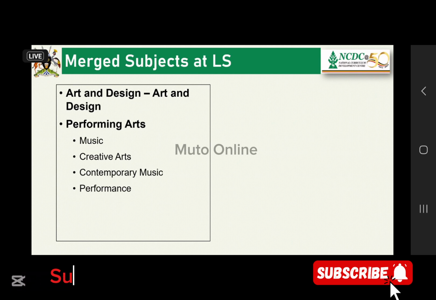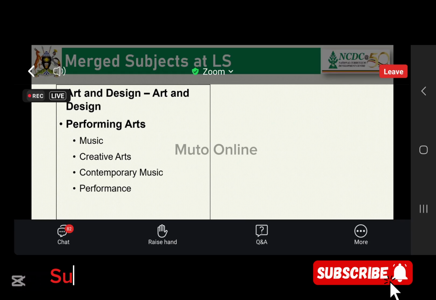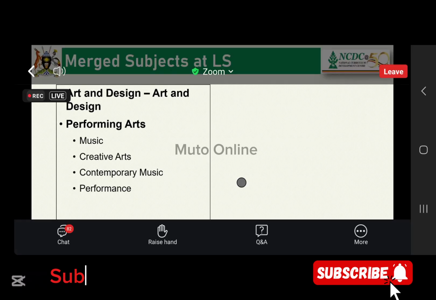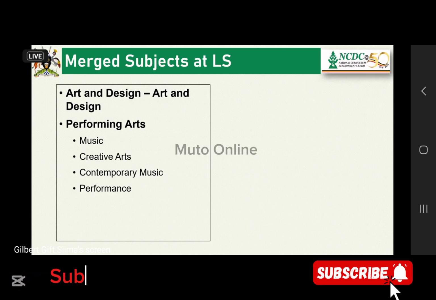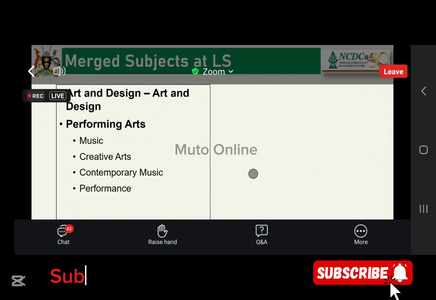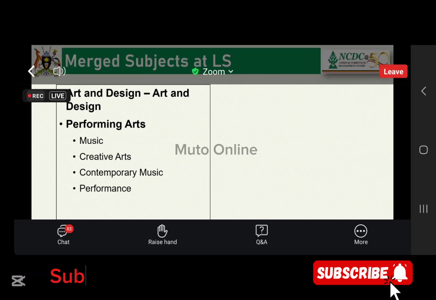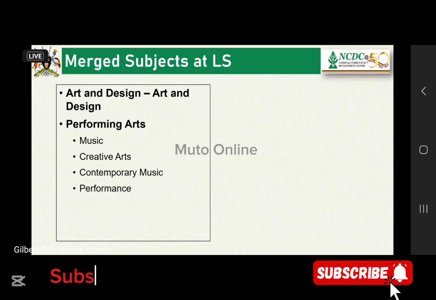Now, we have a subject like Performing Arts. Performing arts, creative arts, and others. So you find that this subject at lower secondary is combining music, creative arts, contemporary music, performance. All those are together in that one subject. But when learners come to A level, they are going to find a subject, music. But the way it is packaged is the deal breaker.